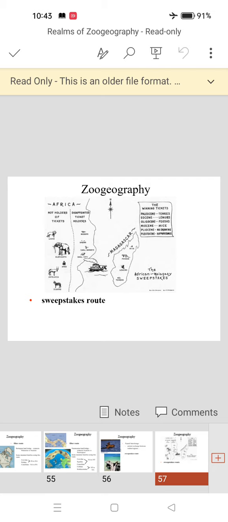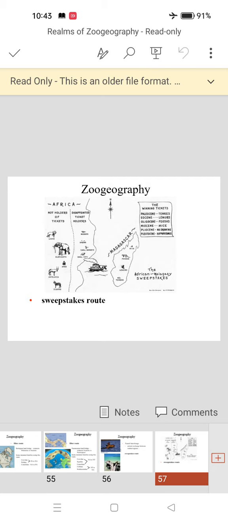Airplanes have collected insects at altitudes of 15,000 to 20,000 feet above sea level, and birds and bats can make use of favorable air currents to cross long stretches of the sea. So this is zoogeography.